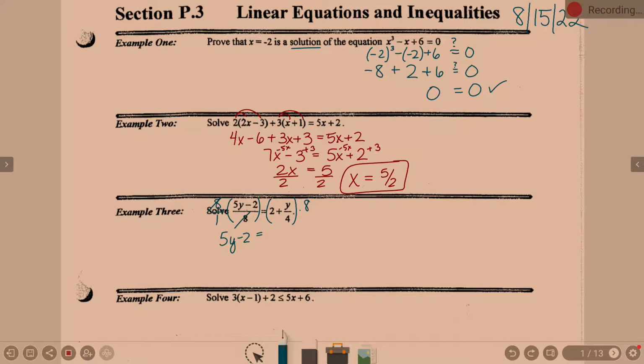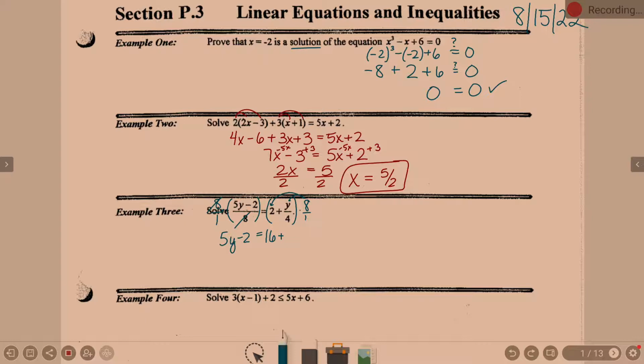Okay. Next, 2 plus y over 4. Because I have two terms being added, officially I need to distribute the 8. Okay. So the first piece is 2 times 8, which is 16. Plus, what about when you do y over 4 times 8 over 1? What'd you say? 8y over 2.